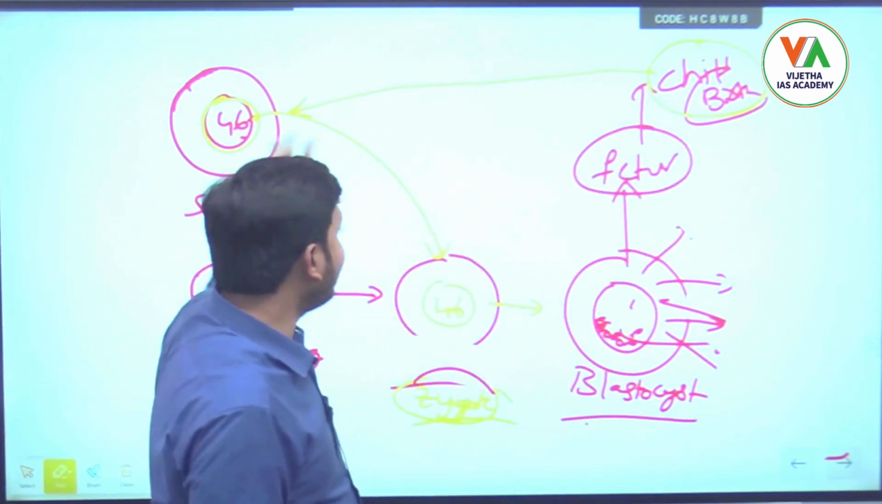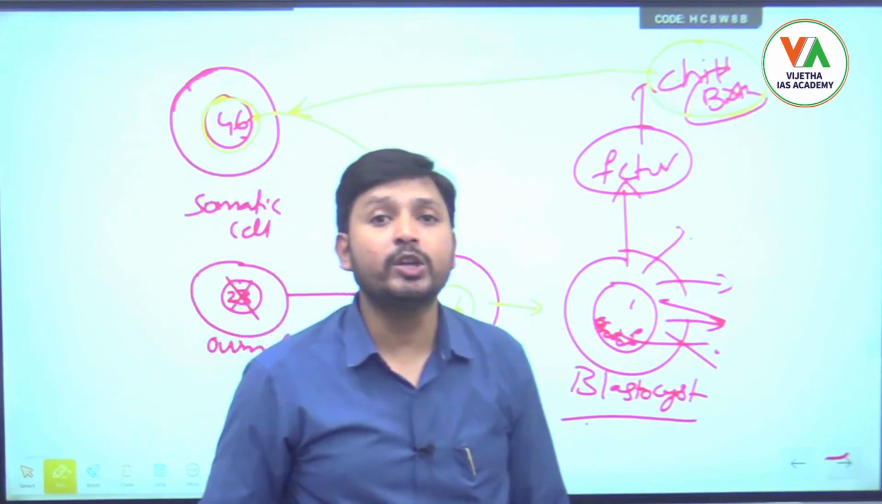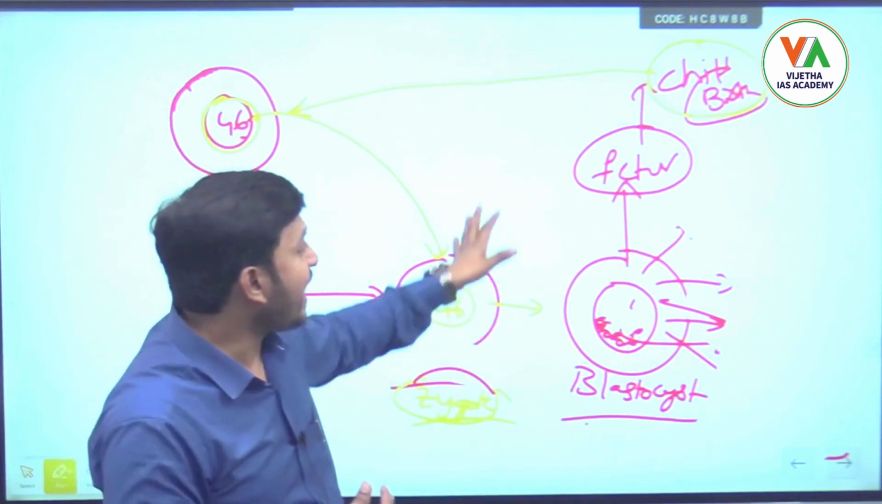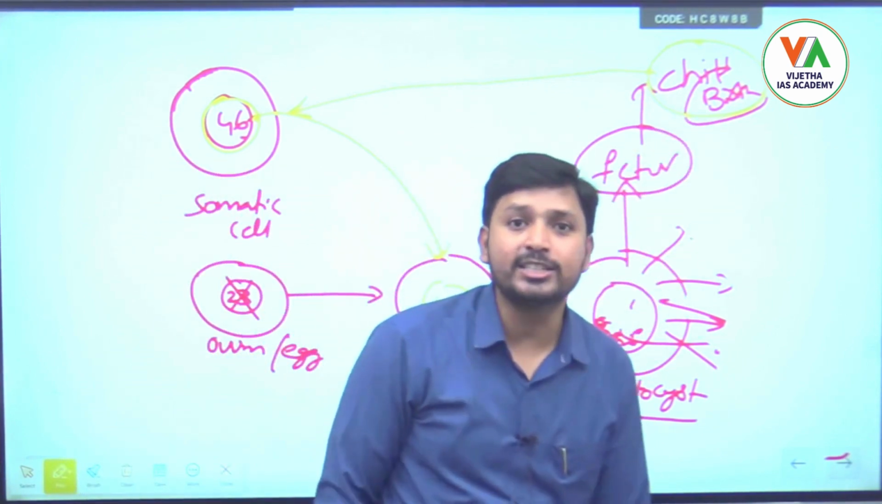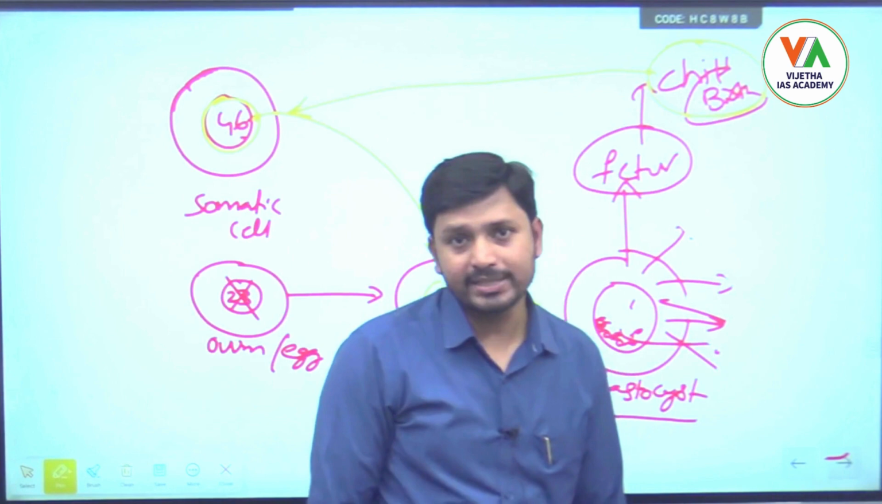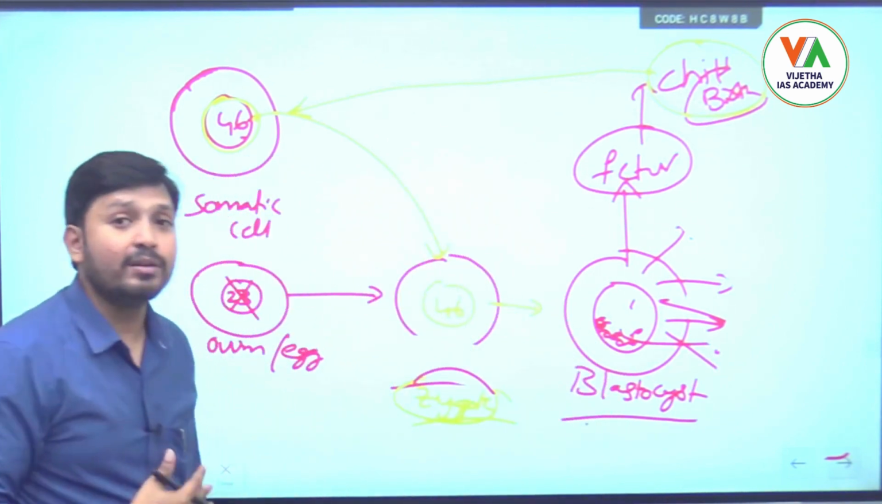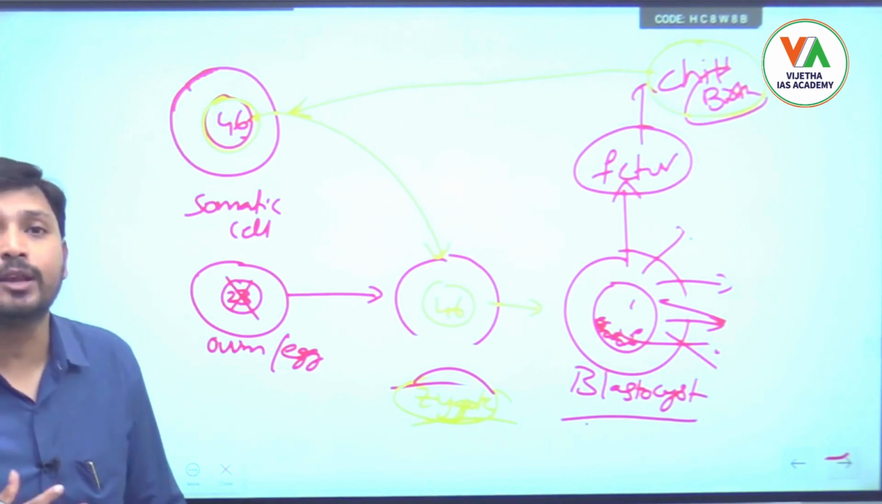So this entire process is called reproductive cloning, because I am reproducing a child here, right? As I am reproducing a child here, it is called reproductive cloning. Is it clear? But remember, this is reproductive cloning. So the second technique which we have seen is therapeutic cloning, right?